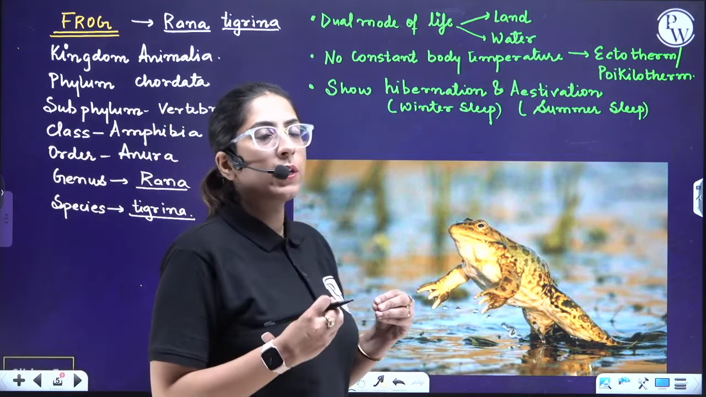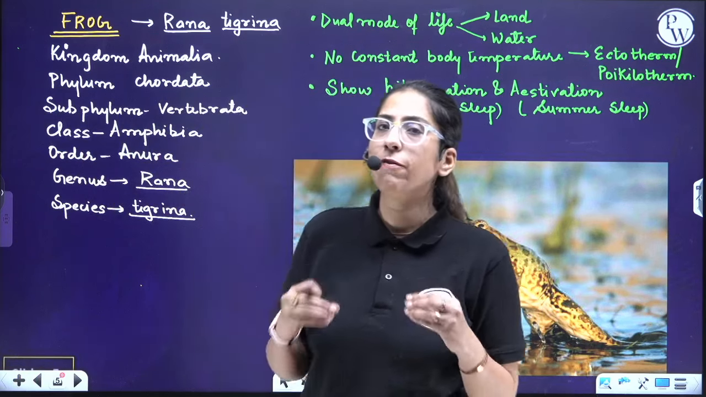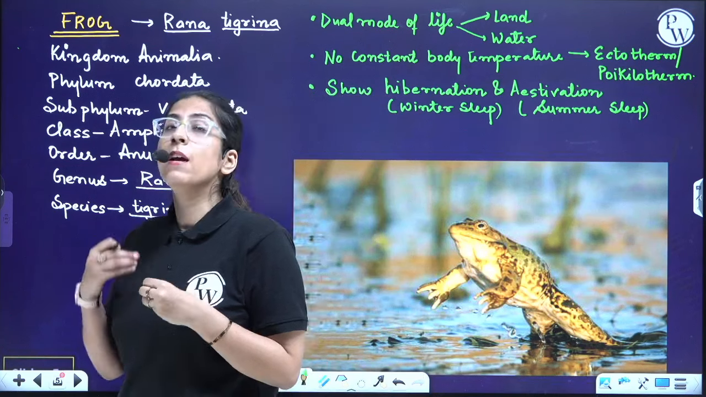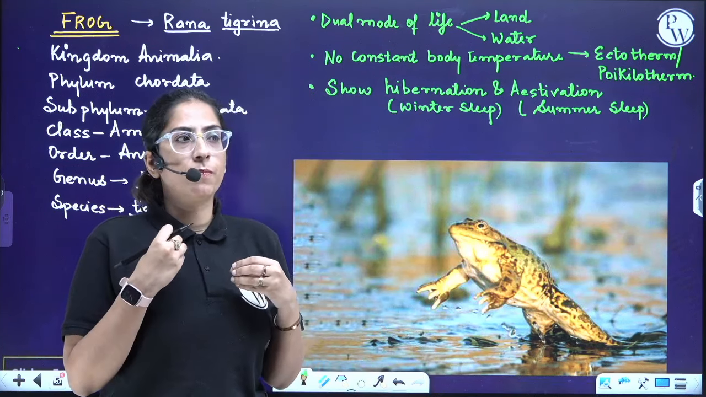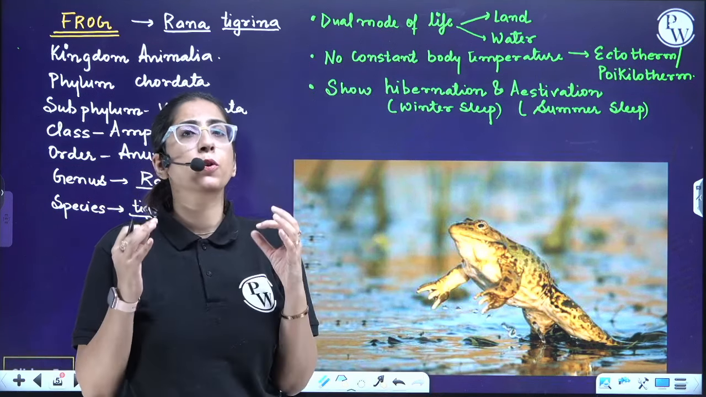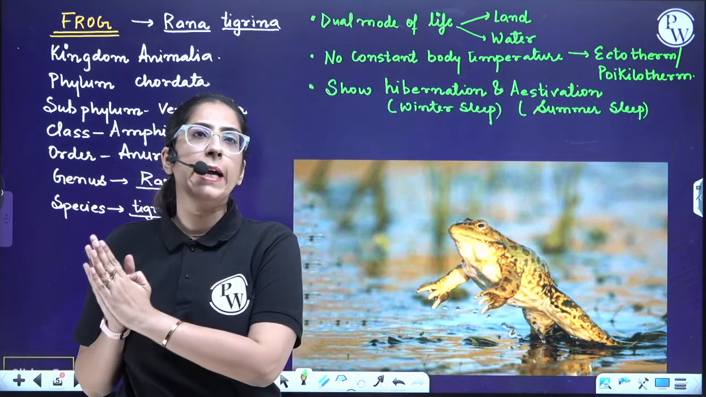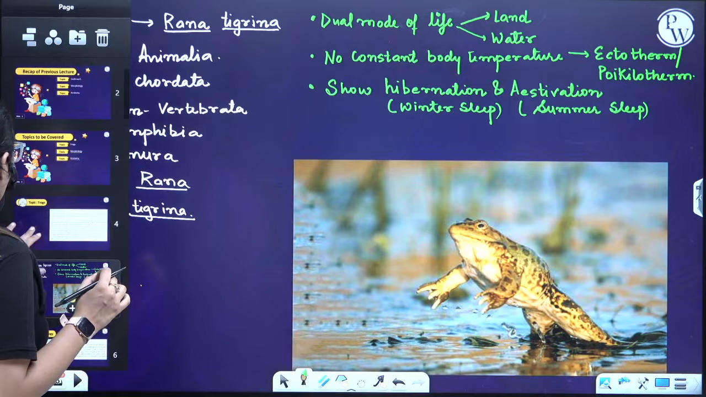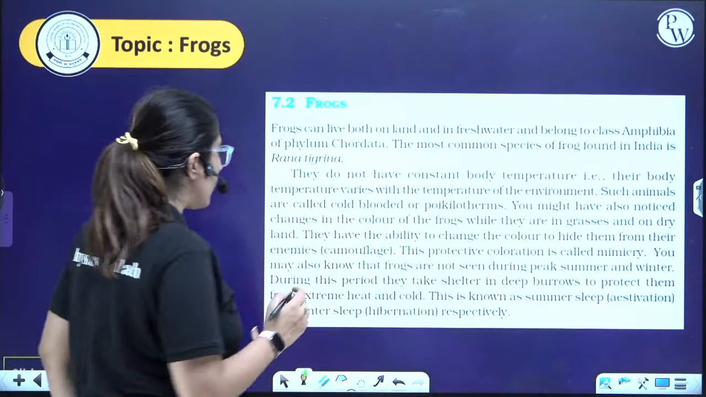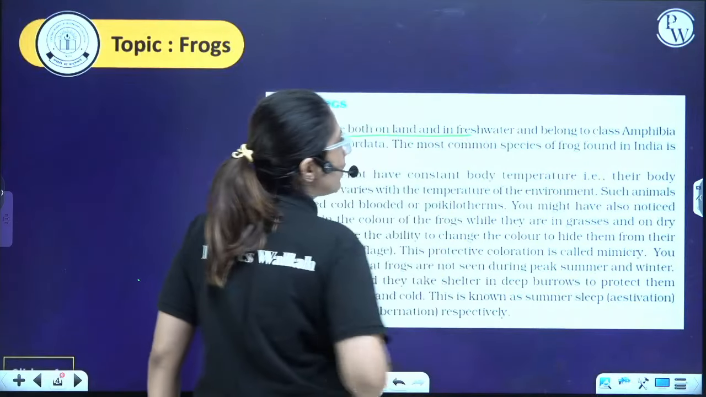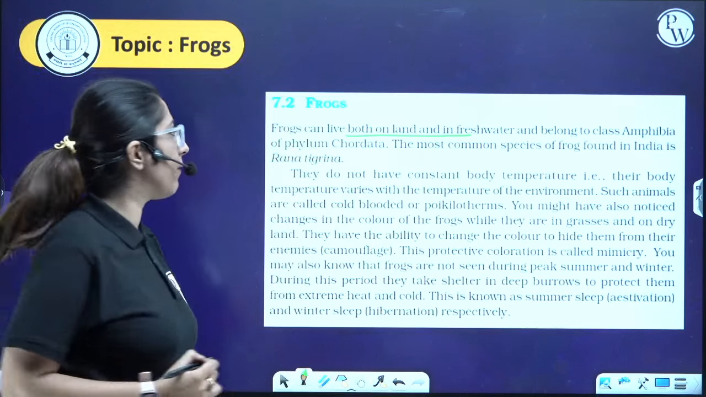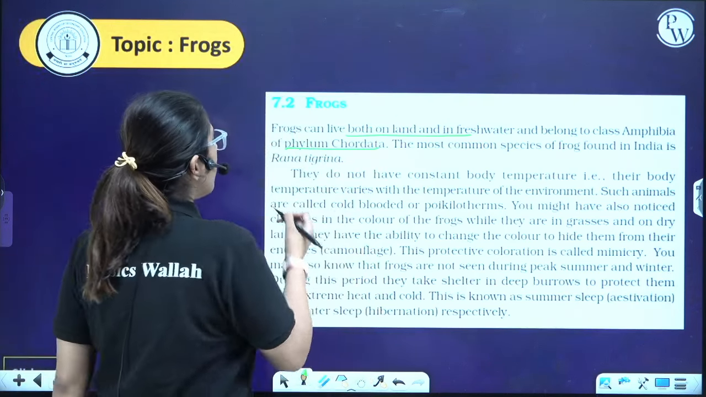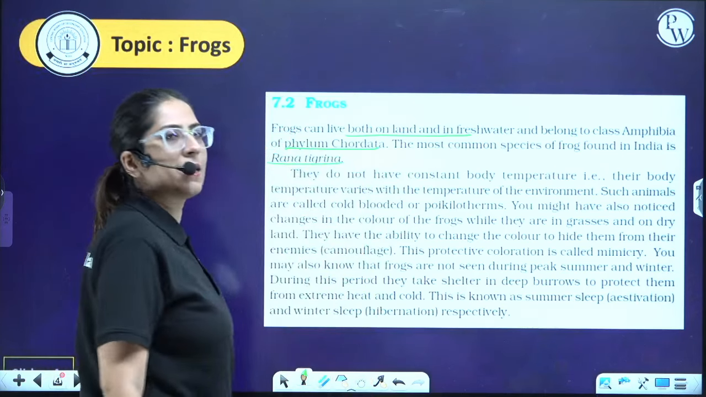So what we are doing is, we will be looking at each and every point related to the frogs, and simultaneously, buddies, we will be reading your NCERT also, because what I want is each and every line in NCERT should be clear to you. Okay. So, first point, they can live on both land and fresh water. As I have told you, amphibian. They come under the phylum Chordata. Now, the most common species in India is Rana tigrina.